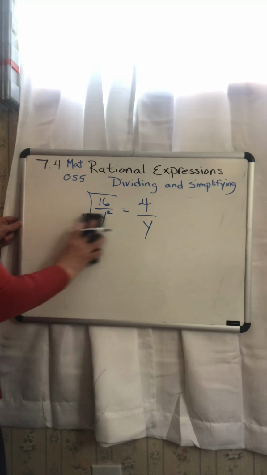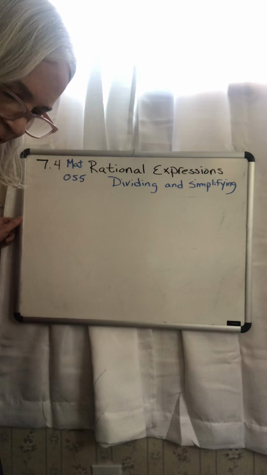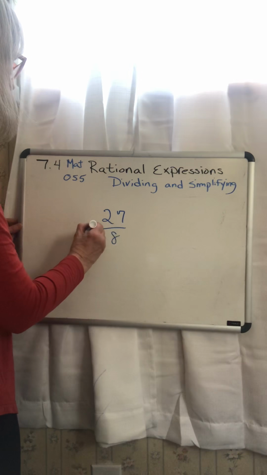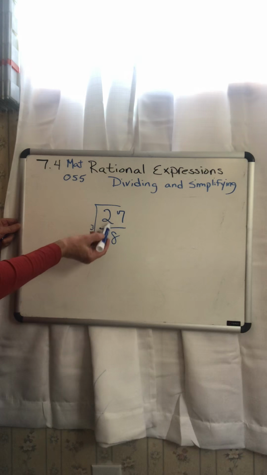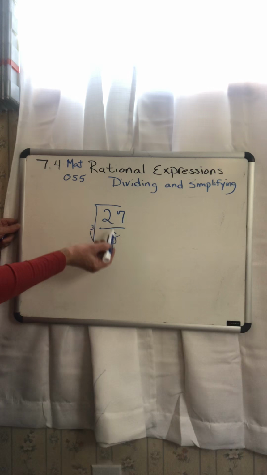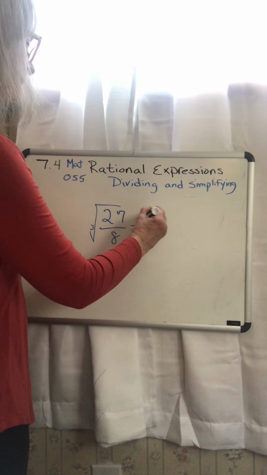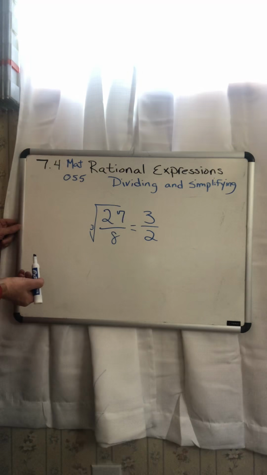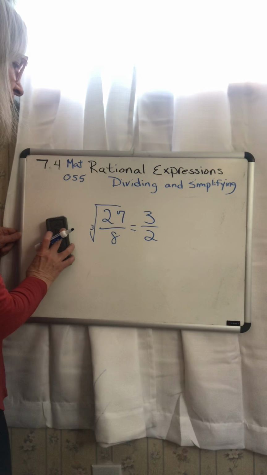Okay? All right, so let's try doing another one. The second example that we have is 27 over 8, and it's a cube root. I bet by now you're recognizing that 27 is a perfect cube as well as 8. So the cube root of 27 is 3, and the cube root of 8 is 2. So we have simplified the rational expression.